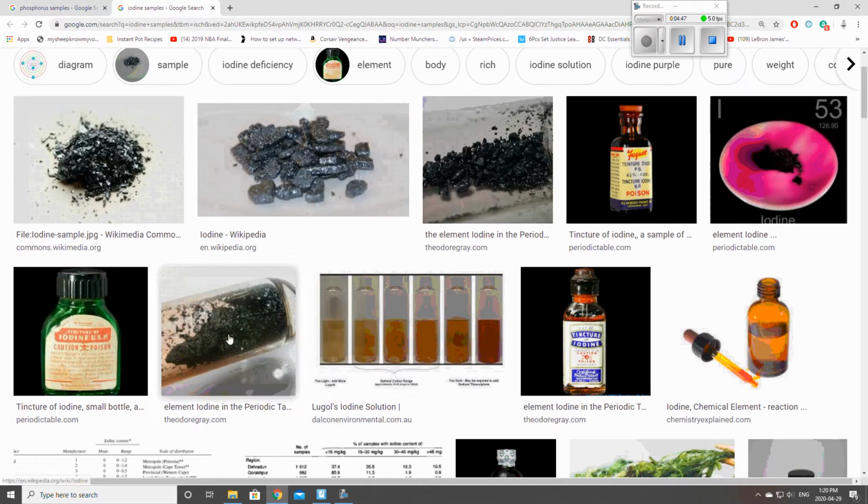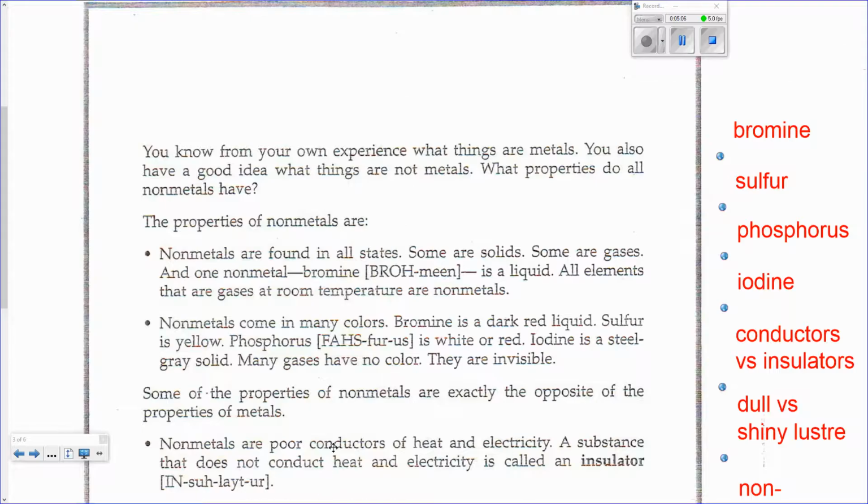non-metal. We might also be familiar with iodine solution. It was used especially in the past, not so much now, to disinfect cuts. In liquid form, it has a brownish color, but the element itself, the substance, is actually this kind of dark black, steel color.